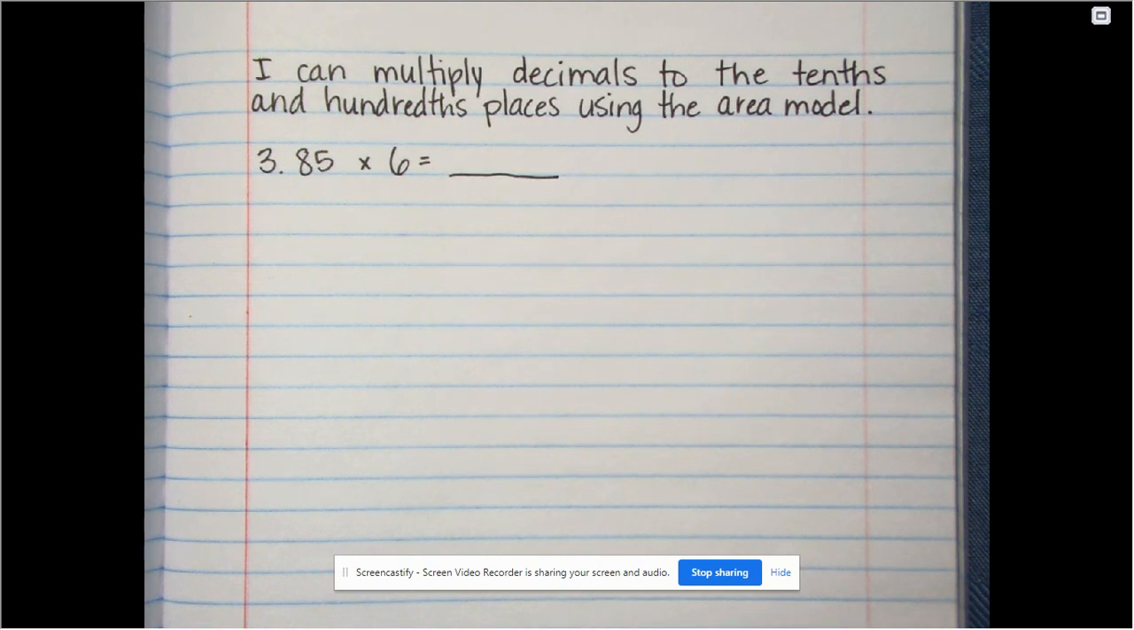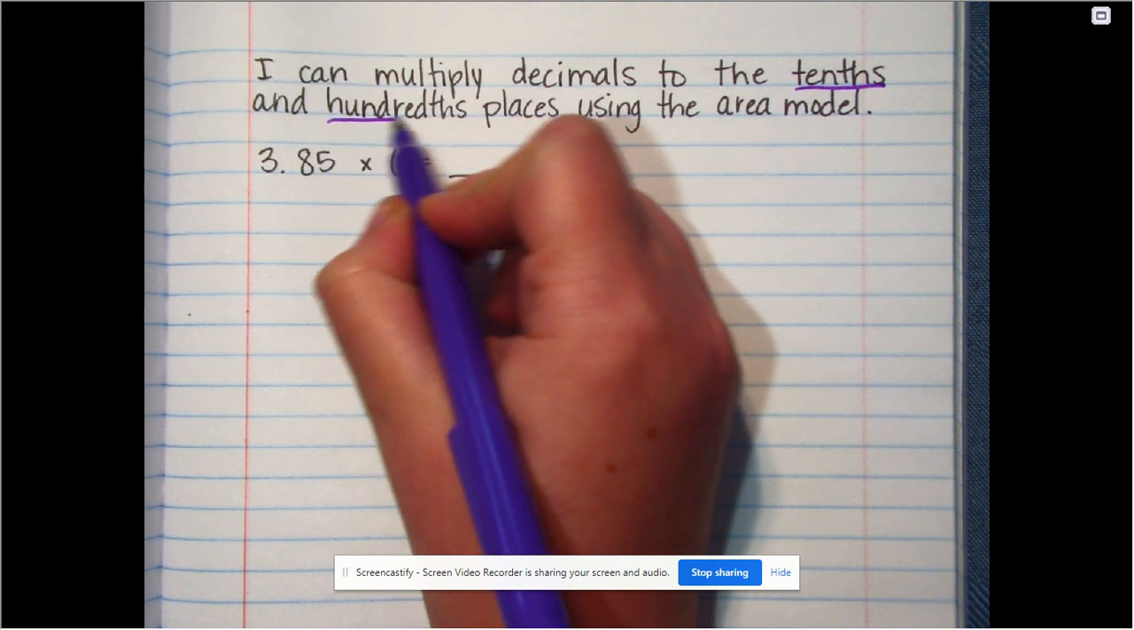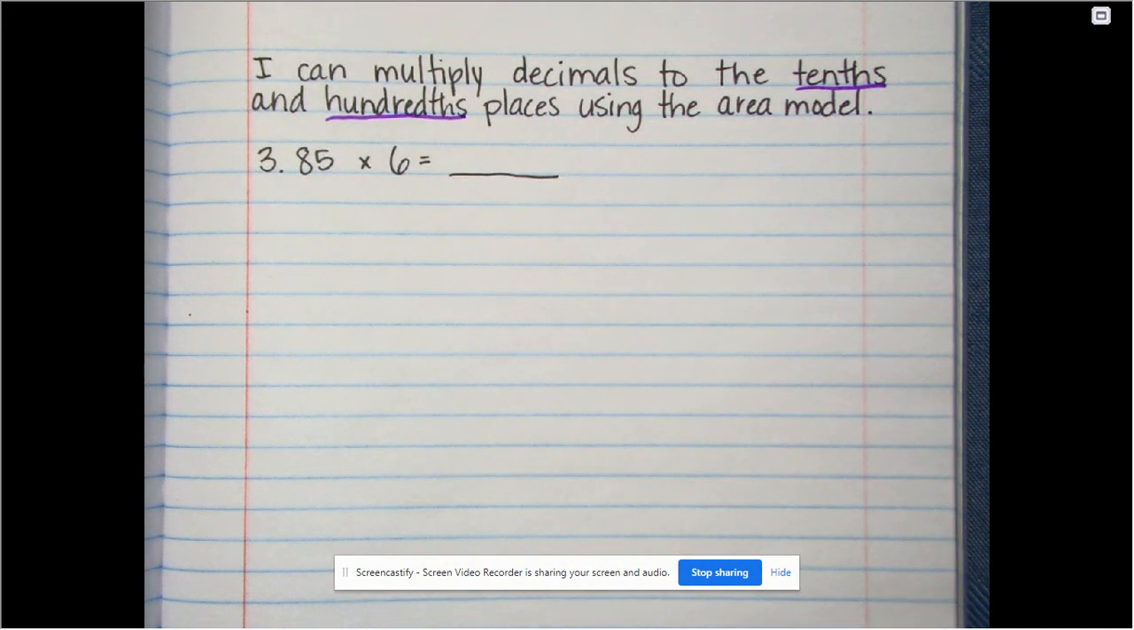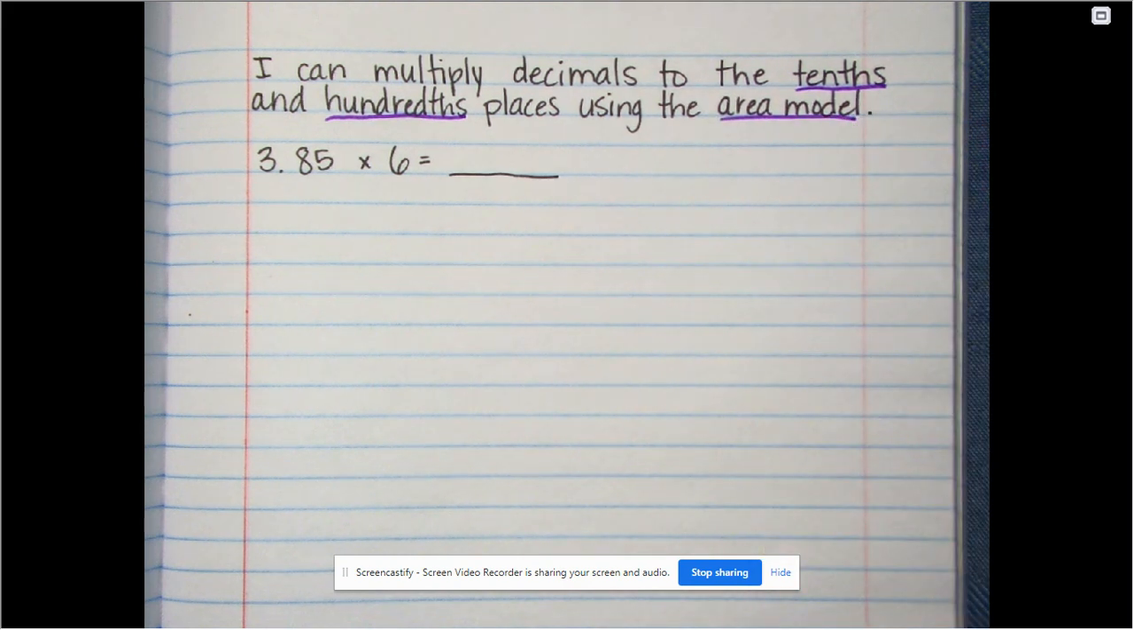Hi everyone. So today we're going to be focusing on the skill: I can multiply decimals to the tenths and hundredths places using the area model. One of the things that I'm going to pull out of this skill is that we've got tenths and hundredths, so we're thinking about fractions. And then we're also going to be using the area model today.